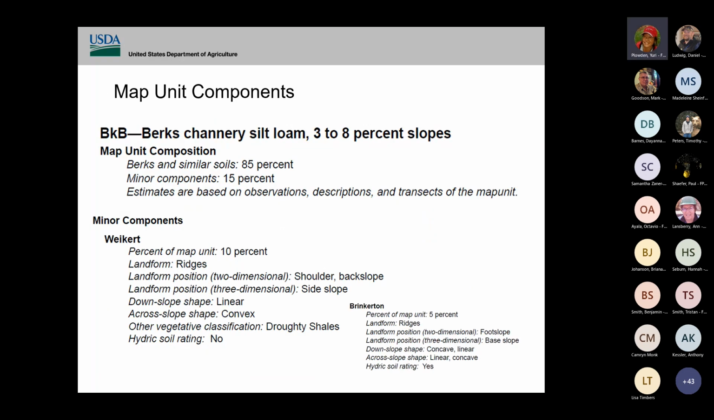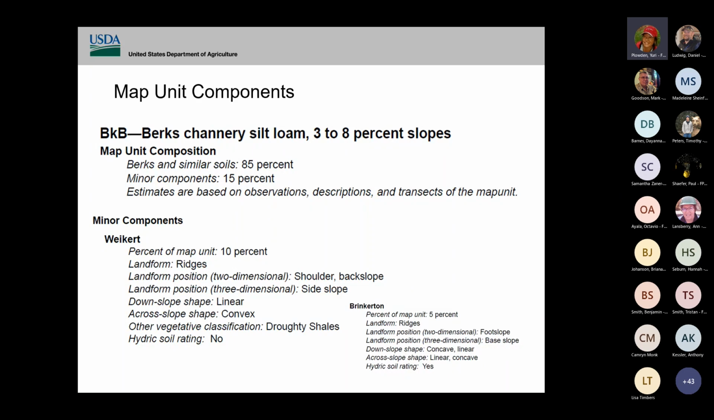So here is an example of what you'll find in the map unit description on Web Soil Survey. This is a BkB, Berks channery silt loam, 3 to 8% slopes. It'll tell you that Berks and similar soils are 85% of that map unit, and the minor components make up 15%. One of the minor components is Weikert. The difference between Berks and Weikert is that Berks is a moderately deep soil, with bedrock occurring within 20 to 40 inches of the surface, whereas with Weikert, you'll have bedrock within 10 to 20 inches. So that's the difference.